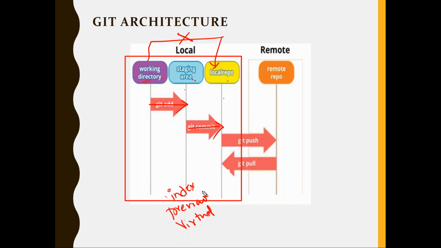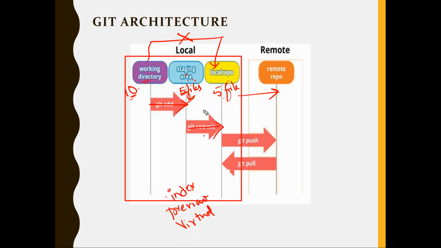Like I said, it's called an index area, or a preview, pre-check kind of virtual layer. How does it actually work? Suppose there are 10 files in your working directory. You want only 5 files to be placed in local, then pushed to remote. So you add only those 5 files, whichever you want to go to local. You don't add all 10.